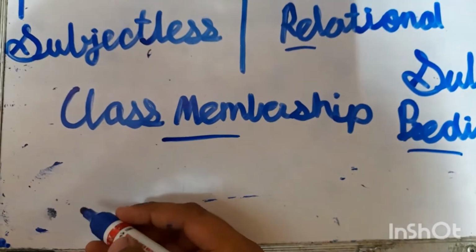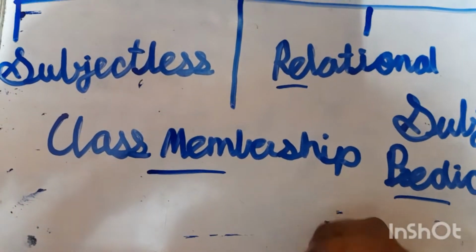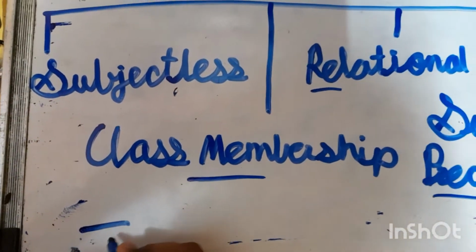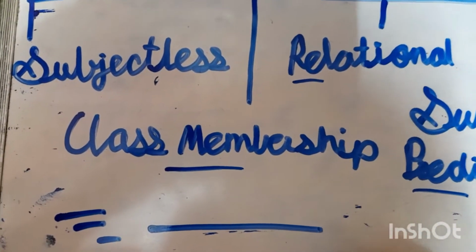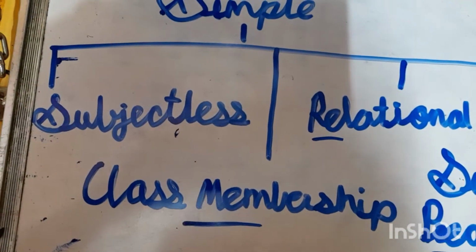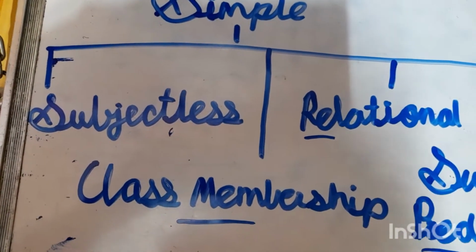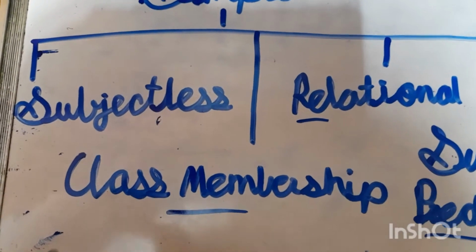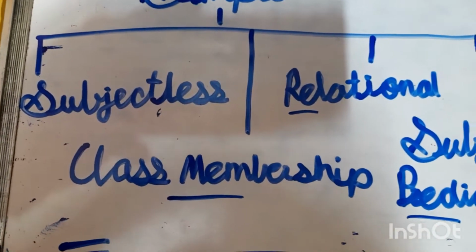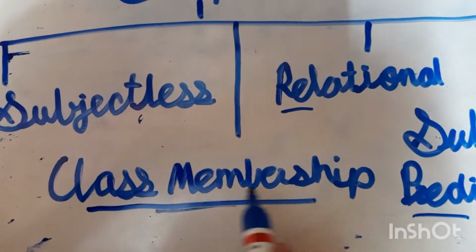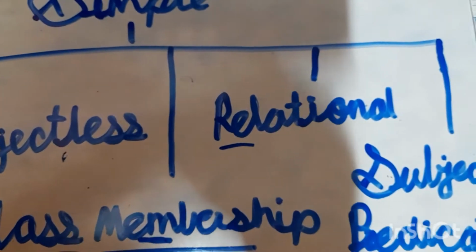Class membership proposition. This type of proposition tells you that the person, animal, or thing belongs to which class or a group. For example, your name. Let us say you belong in the logic class. So this statement is telling that you belong in which class? Logic class. That is why class membership proposition.